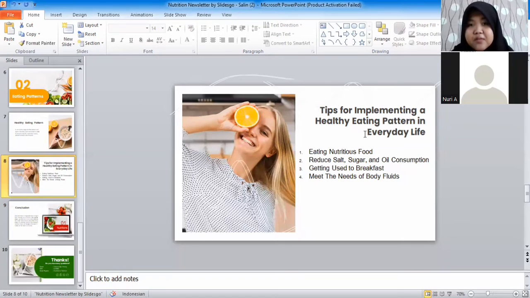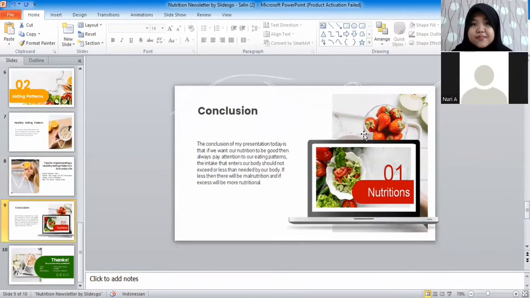Next tips. Number 3, always eat breakfast. Number 4, eat lunch, and meet the needs of body fluids. The point of my presentation today is that if we want our nutrition to be good, we must always pay attention to our eating pattern. The intake that enters our body should not be more or less than what our body needs. If less, there will be undernutrition, and if more, there will be overnutrition.